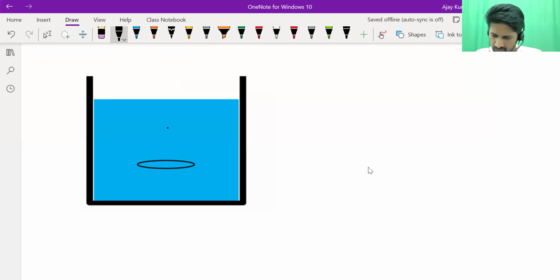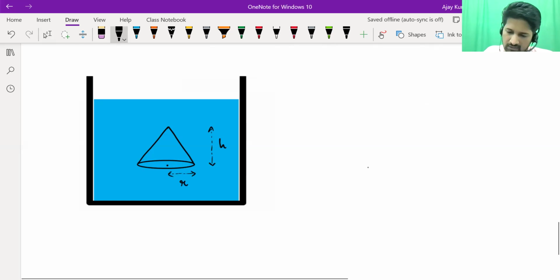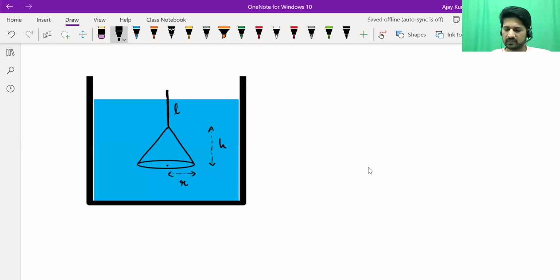Pi r square h is the volume of a cylinder whose radius is r and length is h. The cone's volume will be exactly 1/3 of that. Fine. So suppose there is a cone like this. The height of the cone is h. The radius of its base is r. And this cone is suspended in the liquid by means of a string. The length of the string inside the liquid is L. From here to here is L.